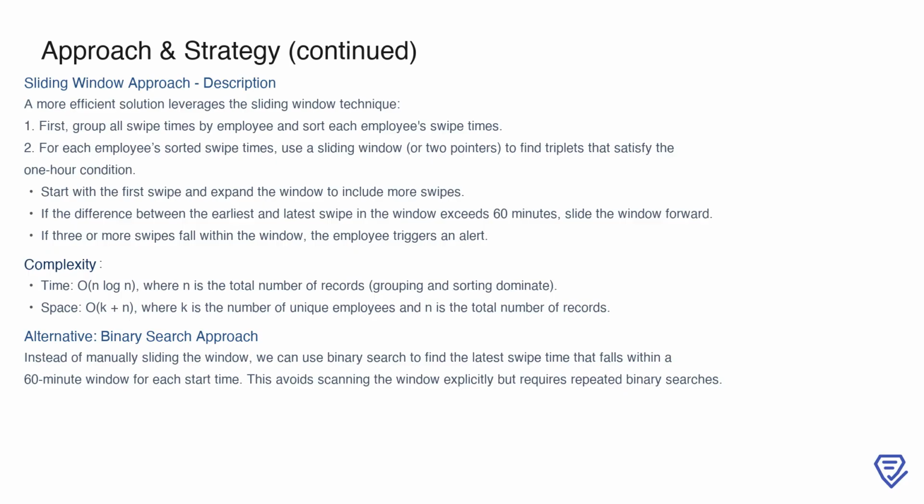Its time complexity is O(n log n), where sorting dominates, and the space complexity is O(k + n), accounting for the group data and sorted swipe times. Alternatively, a binary search approach can be employed, which eliminates the need to explicitly slide the window. Instead, it uses binary search to locate the latest swipe time that satisfies the 1-hour condition for each starting swipe. However, this method introduces additional complexity due to repeated searches.